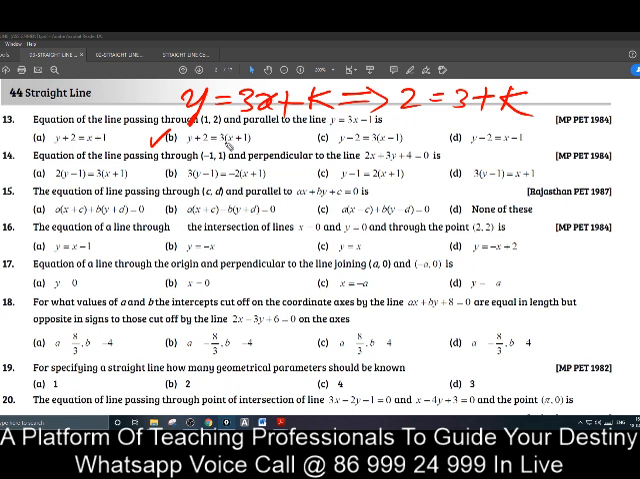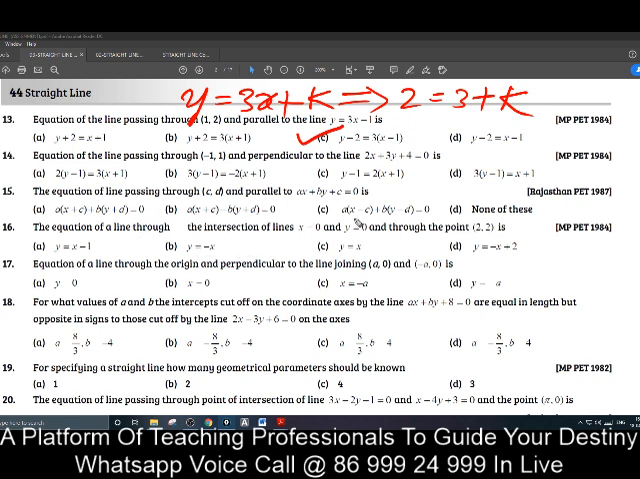Y is equal to 3x plus 3 minus 2? No, not that. Y is equal to 3x minus 3 plus 2, this one. That is the answer, option C. Okay. Now equation of the line passing perpendicular, the same lines please, same equations.